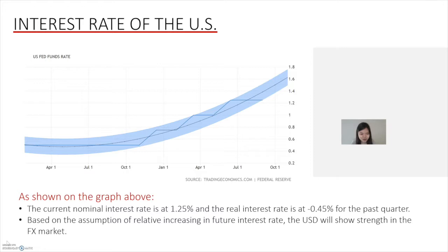As we can see on the graph above, the nominal interest rate of the US is at 1.25% and its real interest rate is at negative 0.4%.